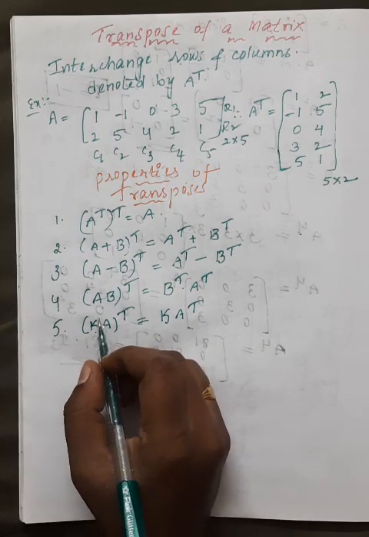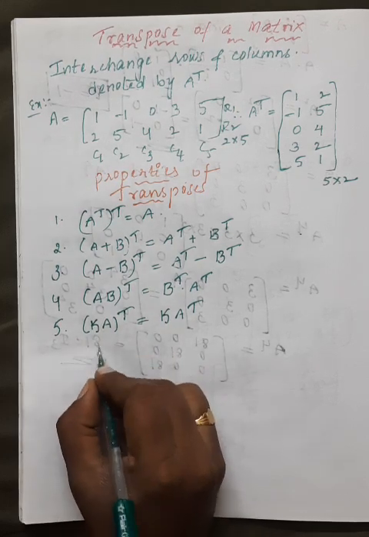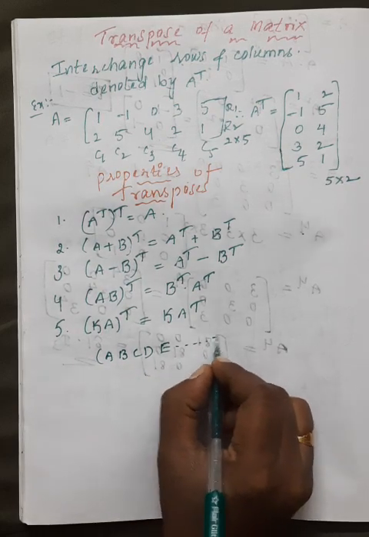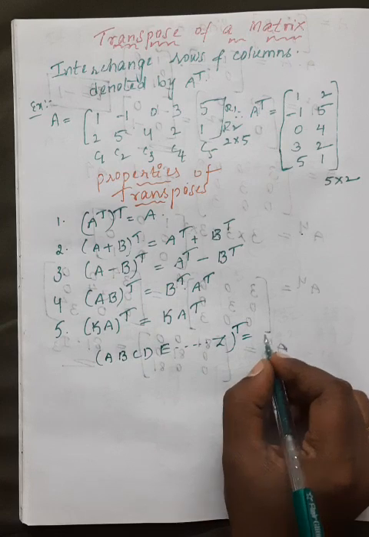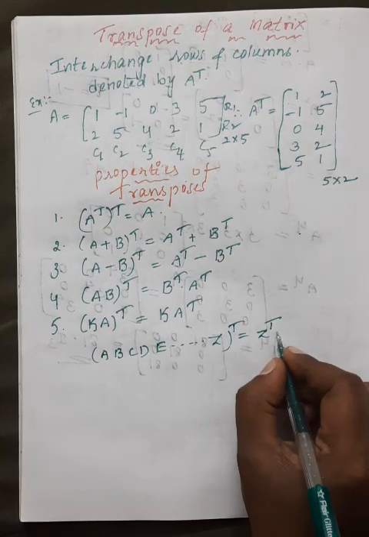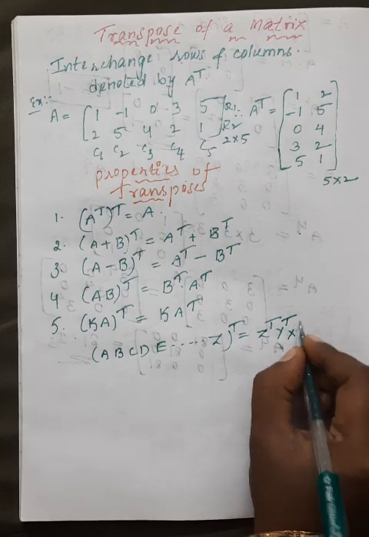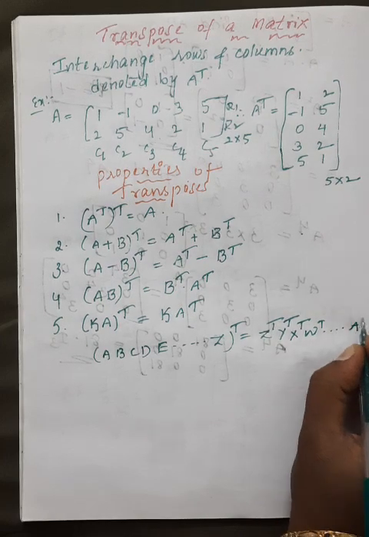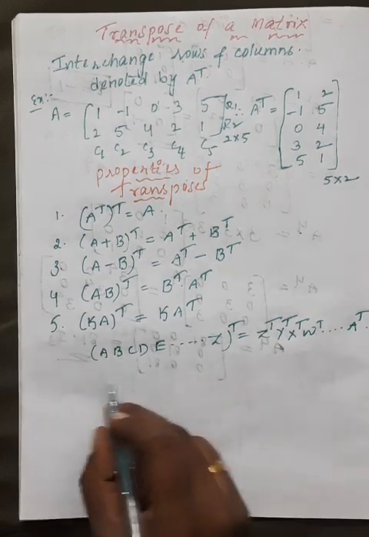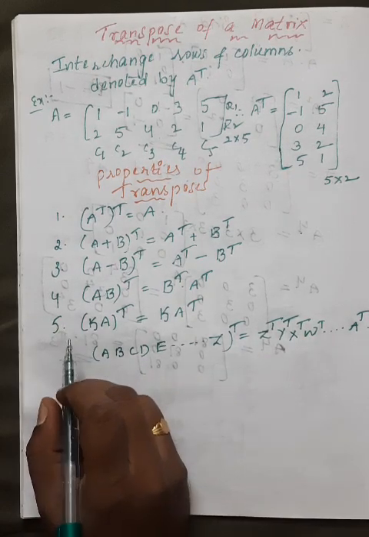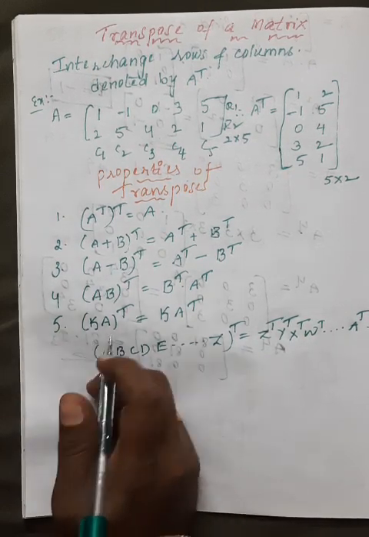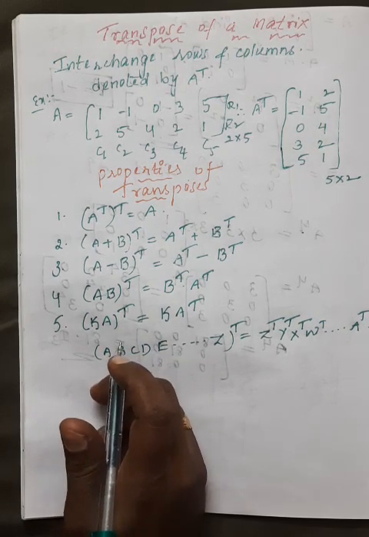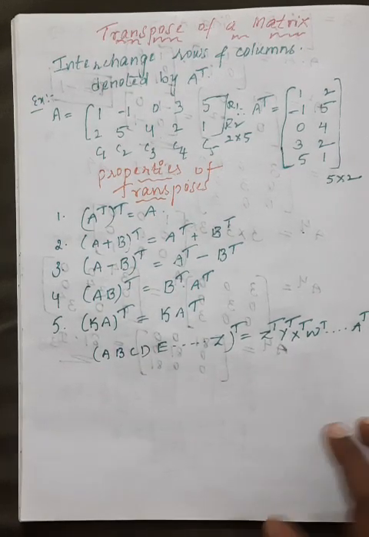So here in multiplication we have taken only 2. Suppose we consider A into B into C into D into E and so on up to Z, whole transpose, then you will get Z transpose, Y transpose, X transpose, W transpose, and so on up to A transpose. This is the generalization of the fourth property. So in general, we take only 2 matrices: A into B whole transpose equal to B transpose into A transpose. Now let us see some definitions.